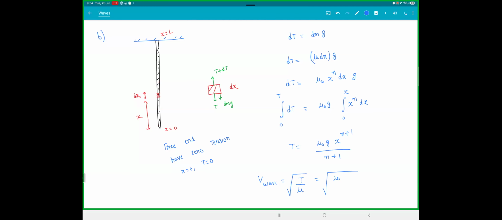This will be mu naught g into x power n plus 1 by n plus 1, and mu will be how much? Mu naught into x power n. Mu naught will cancel, x power n will cancel. You end up with root over gx by n plus 1. Check it out. That's your wave speed.